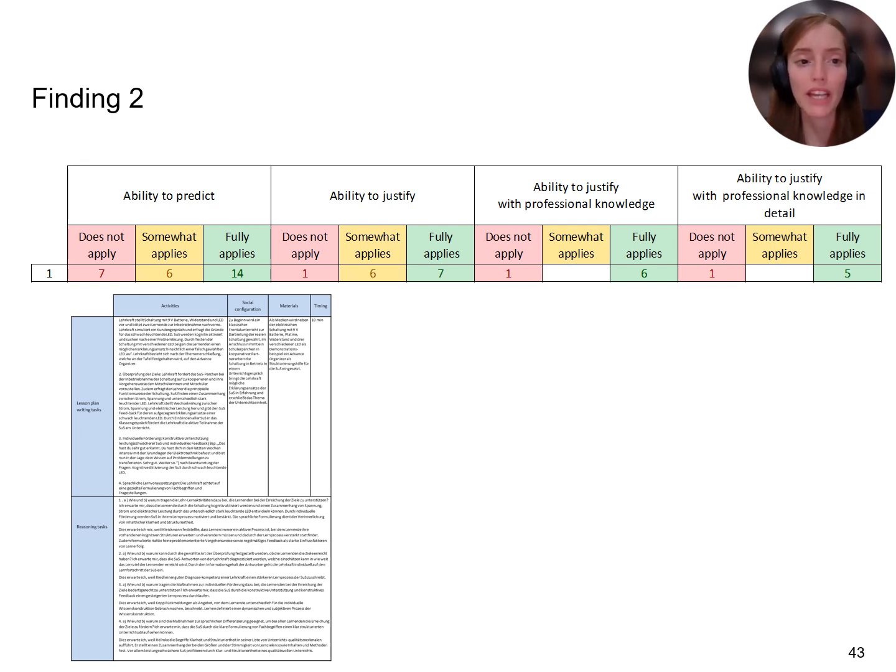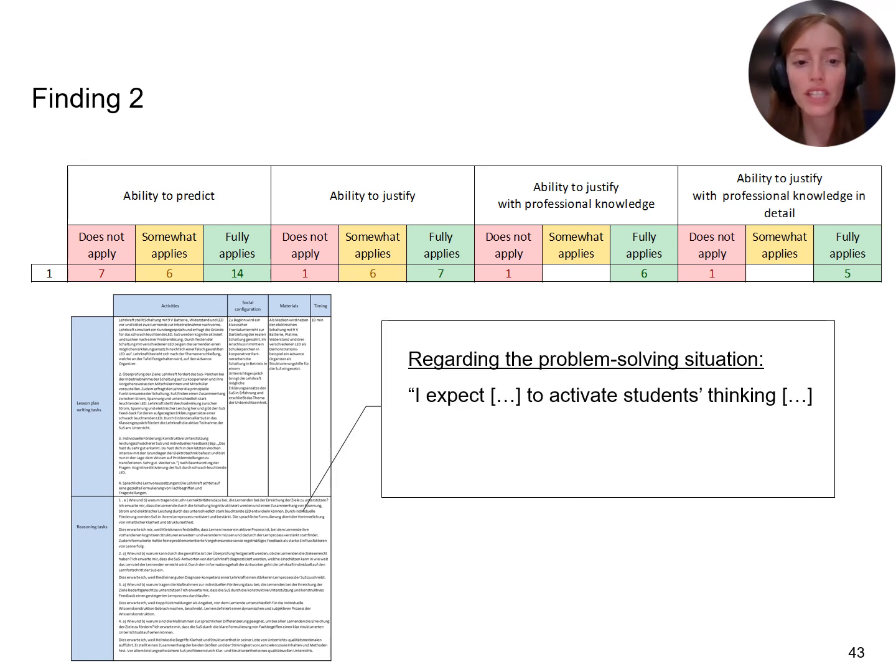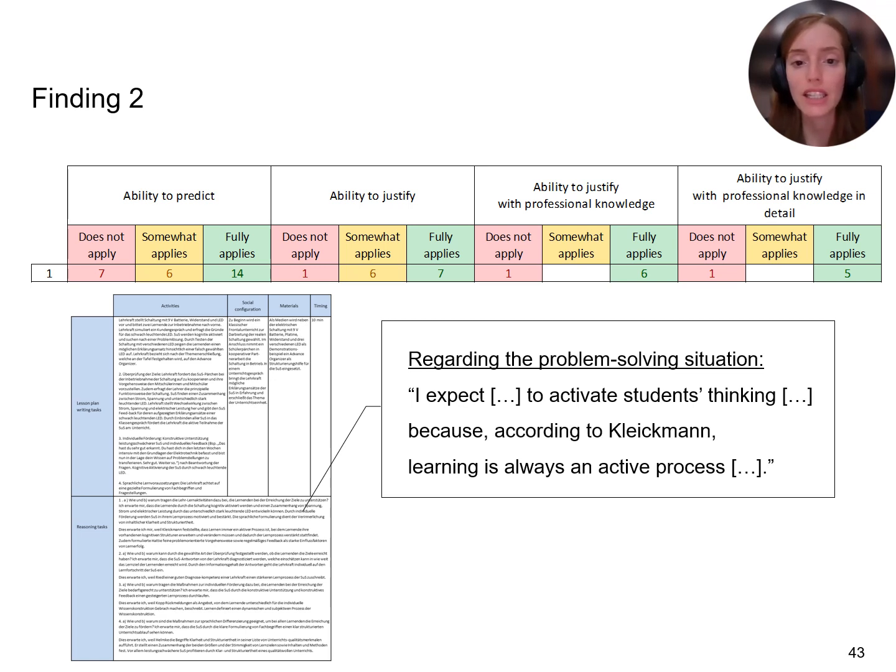This is the lesson plan of the participant with the strongest profile. In one of his hypotheses, he expected a problem-solving situation to activate students' thinking. He justified this prediction by explaining that students need to have an active role in their learning process, and cited literature that was addressed in his study program.